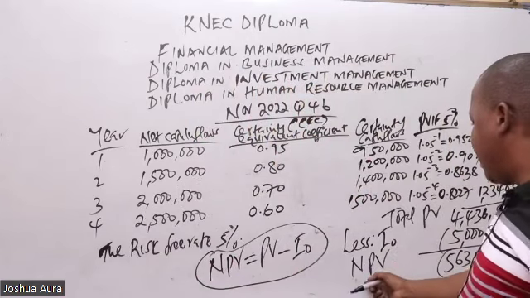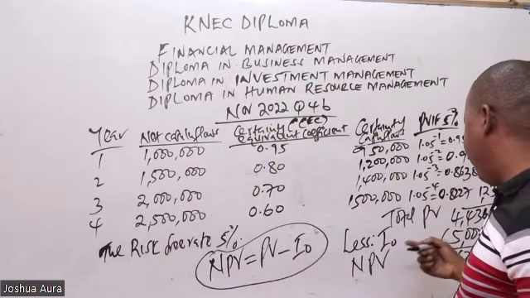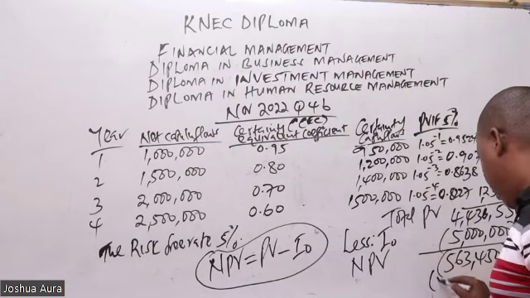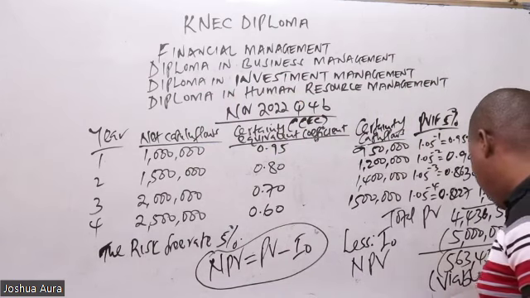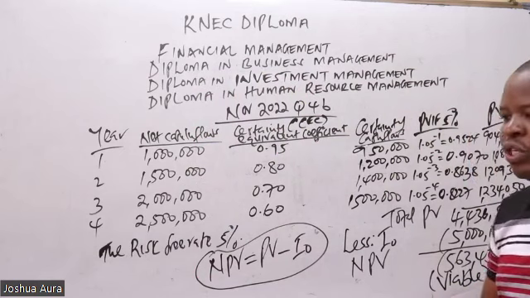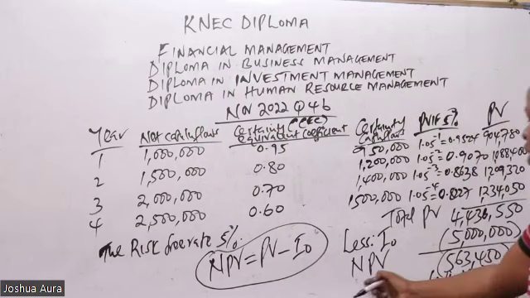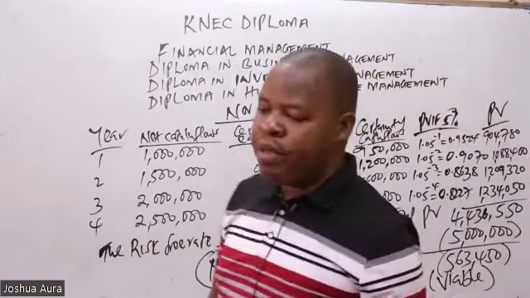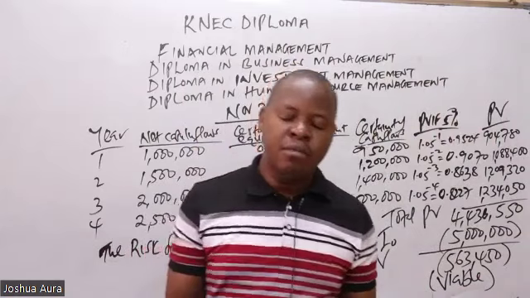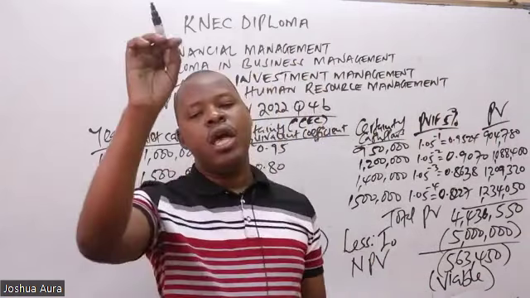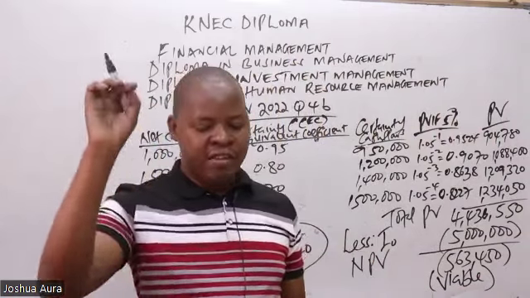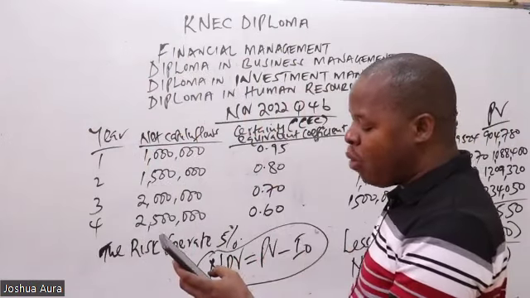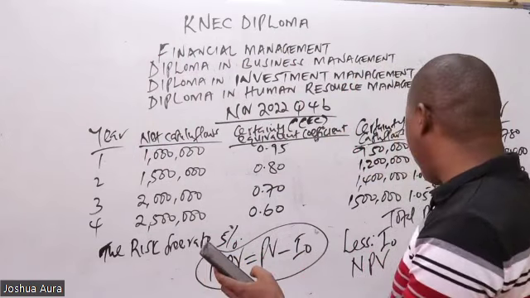So when you get an NPV which is negative, you write to the examiner that this project is not viable. But when you get an NPV which is positive, that means that project is viable. So that is it for Roman number 1.